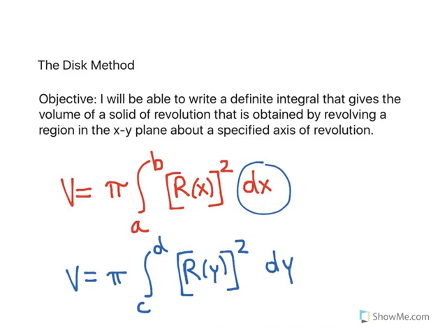In conclusion, we've seen how we derive the disk method to find the volume of a solid of revolution, and we've seen it applied to two different problems in which a region is revolved first about a horizontal axis of revolution and then about a vertical axis of revolution.